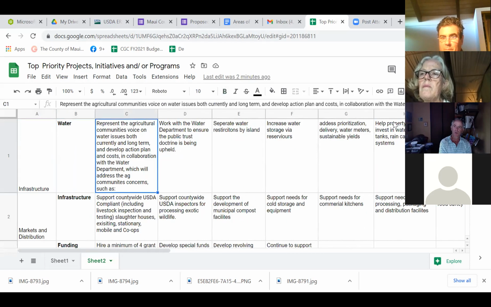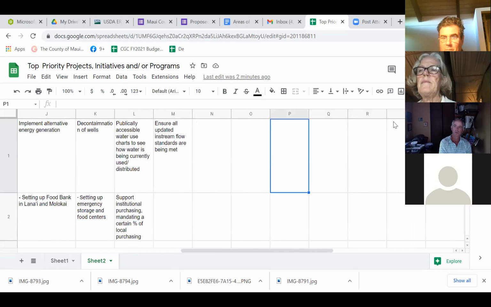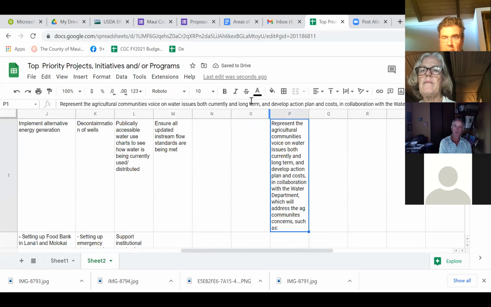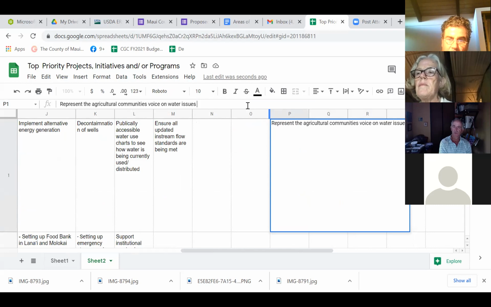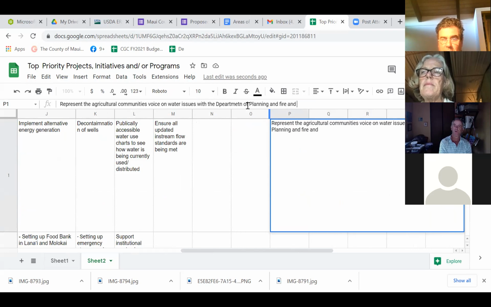I'm gonna copy this and put it over here. And then just represent the agricultural community's voice on water issues with the Department of Fire and Public Safety. Isn't that what it is? Fire department, basically, and planning. It's got to go through them too. To address water storage for fire protection.